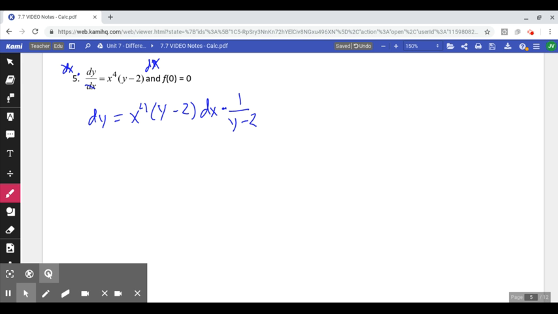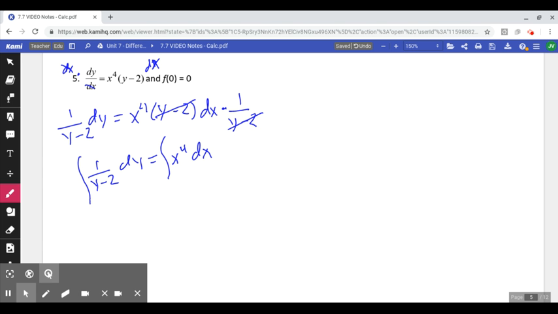Either way is okay. Whatever I do to the right side, of course, I've got to do to the left side. The y minus 2's will cancel, same as dividing by y minus 2 on each side. And on the left-hand side, I'll have 1 over y minus 2 dy is equal to x to the fourth dx. I've now successfully separated my variables, and it's now time to integrate each side.